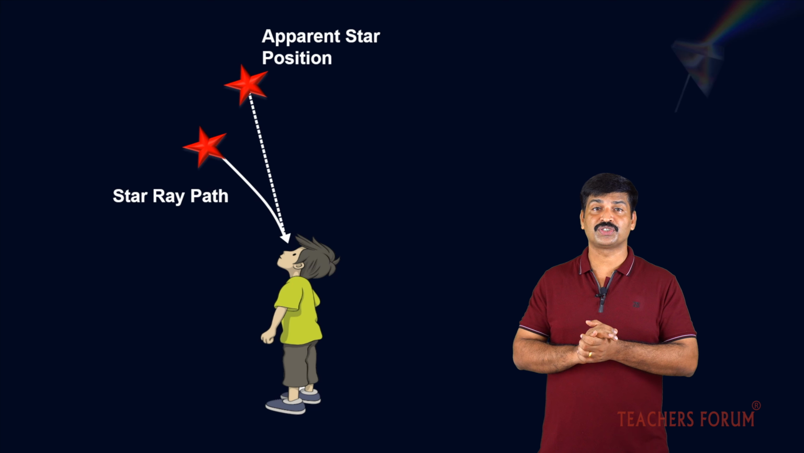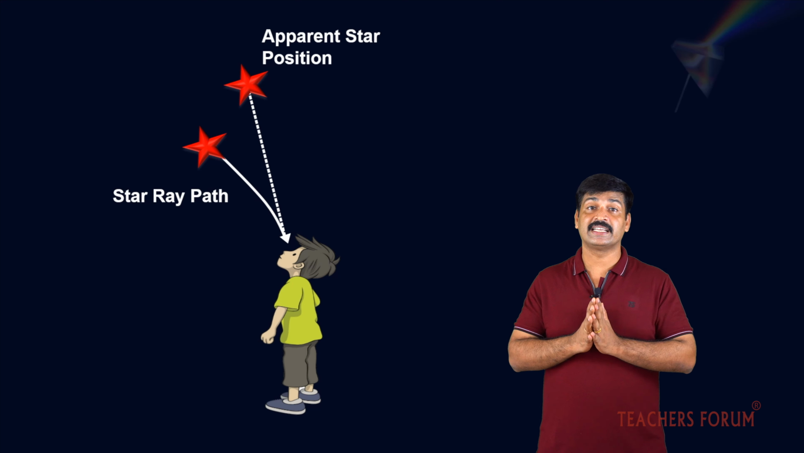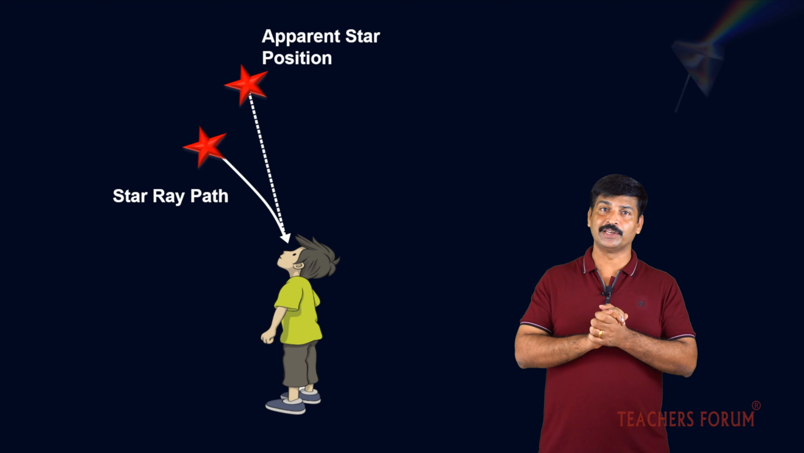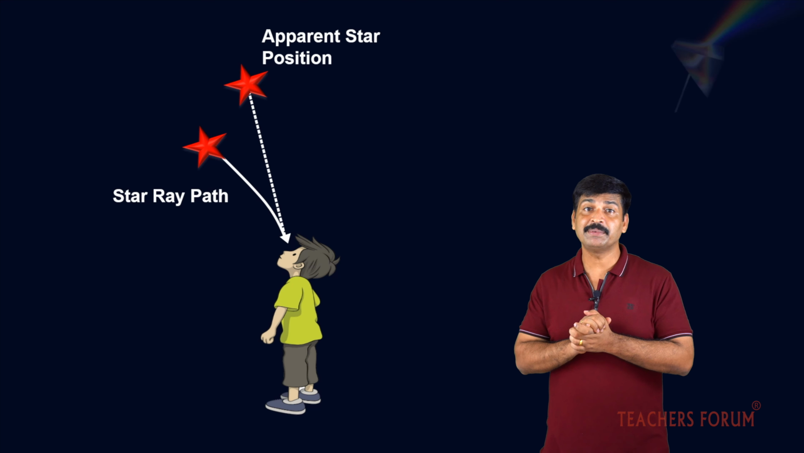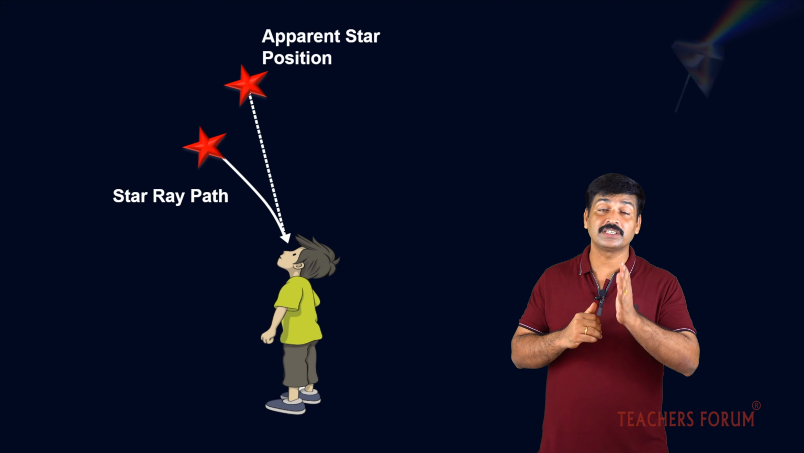Then arises another question: why don't planets twinkle? Because a planet can be considered as an extended source of light. What do you mean by extended source of light? A simple example I will tell you. A laser light you might have seen, that can be considered as a point source of light. But a tube light that we have in our home, that can be considered as an extended source of light.